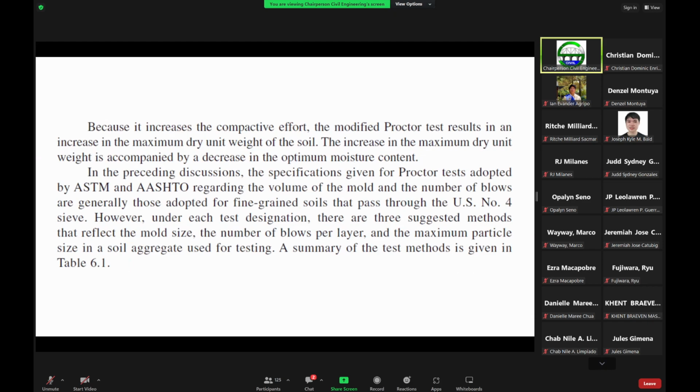Now, since the modified Proctor test increases the compactive effort, it results in an increase in the maximum dry unit weight of the soil. This increase in the maximum dry unit weight is accompanied by a decrease in the optimum moisture content.